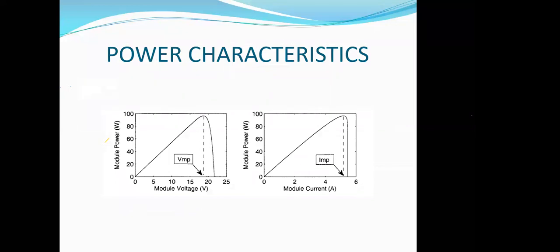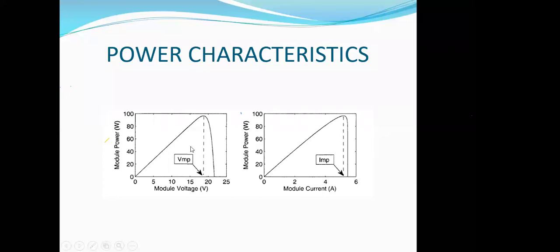This is the output characteristic. If we plot power versus voltage and power versus current, we'll get this graph. Here we can see the power is changing with respect to voltage in the first graph, on the left-hand side. In the second graph, you can see the power is changing with respect to current. And we can see power is first increasing up to a point, and then after that it is decreasing. Similarly, in the case of current, power is also increasing initially, then after that it is decreasing.